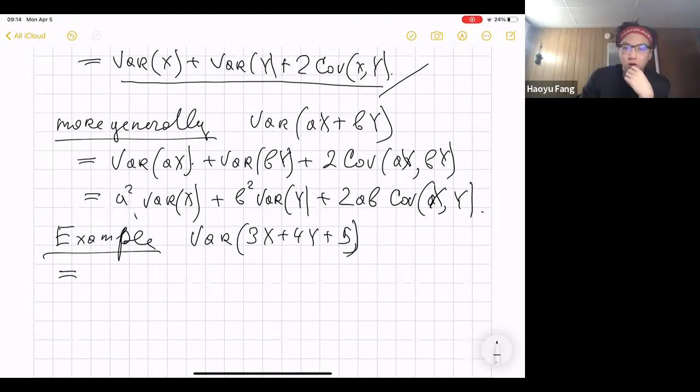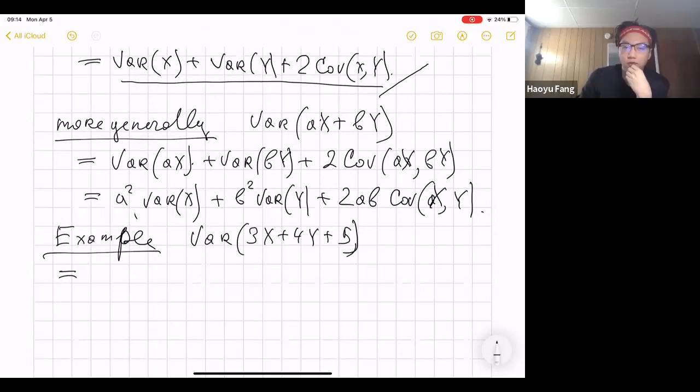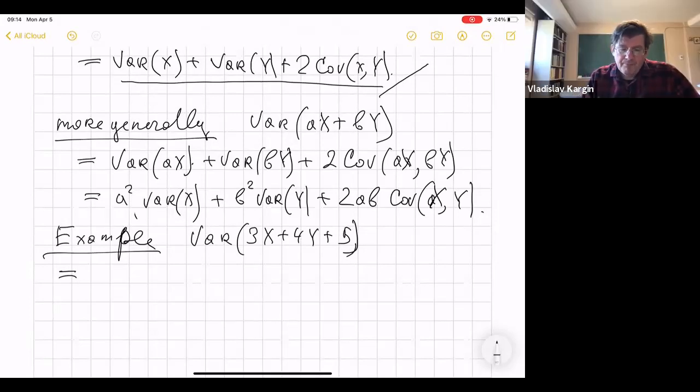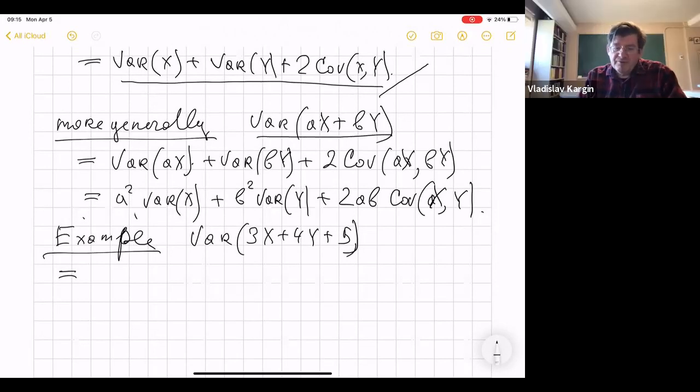Do you mean covariance after the "more generally"? Say it again. Do you mean covariance instead of variance, like for after the more generally? So here's variance, right? I don't quite follow. Is it going to be covariance or just variance? So here it's a variance.